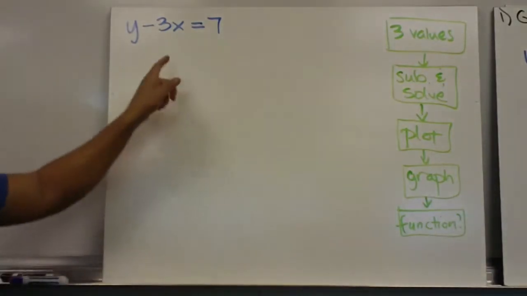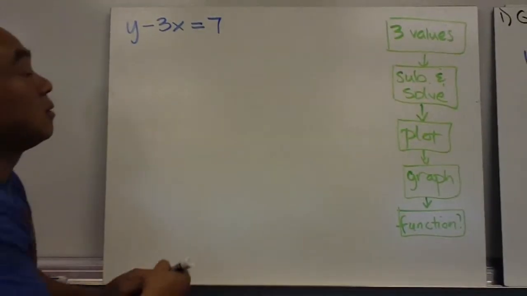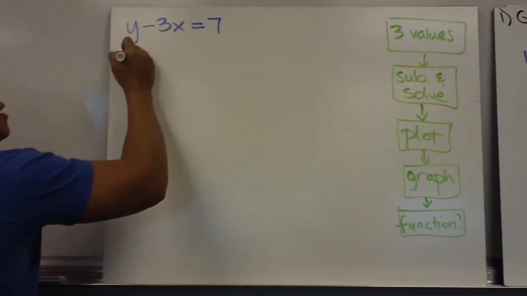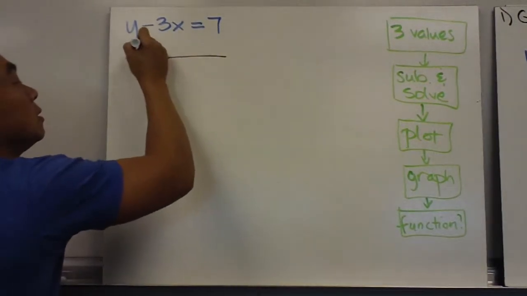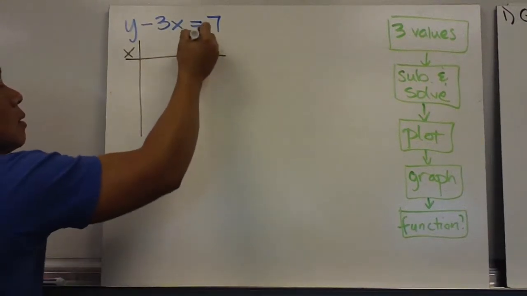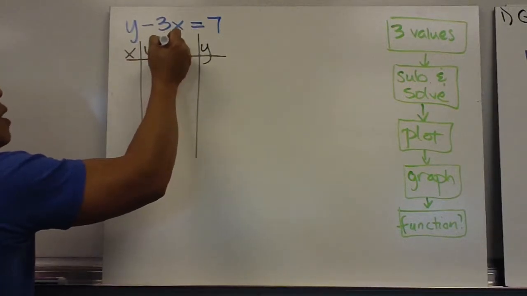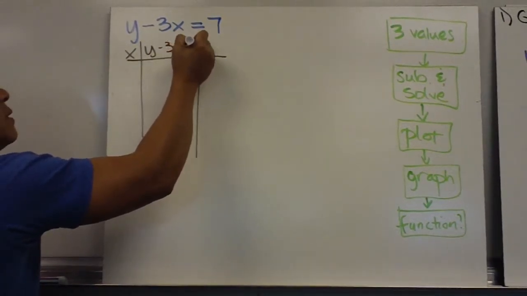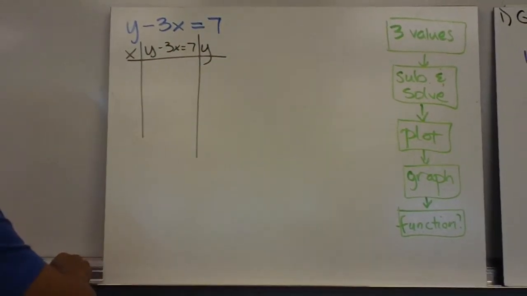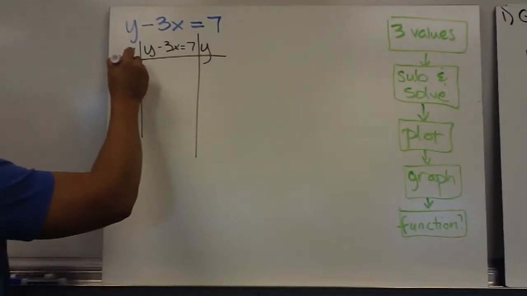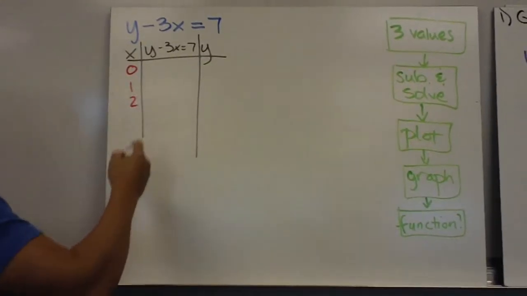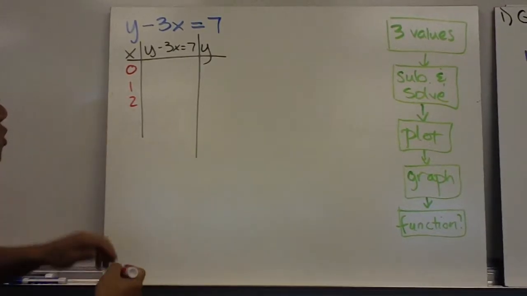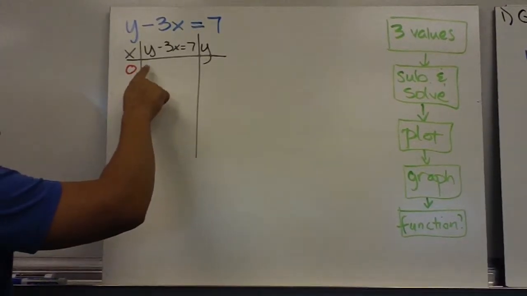Okay, let's work on this one. Again, we're going to draw a quick x y chart, and then we have y minus 3x is equal to 7. Let's start off with 0, 1, and 2, and again, you can use any values you want. So let's put 0 in here.